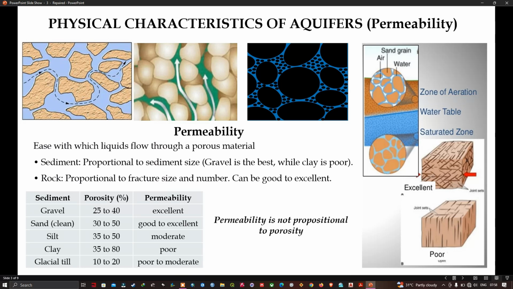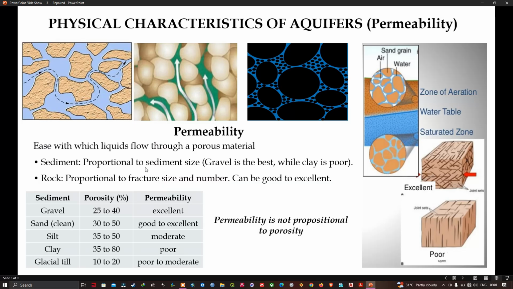As we can find here, we have these sediments as well as the rock here. For the sediments, of course, the permeability is much better. As we said earlier, the sediments represent the aquifer or the porous media. As we can find, there's a proportional ratio between the sediment size and the permeability of the sediments.